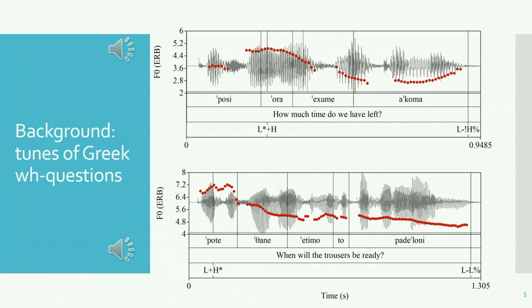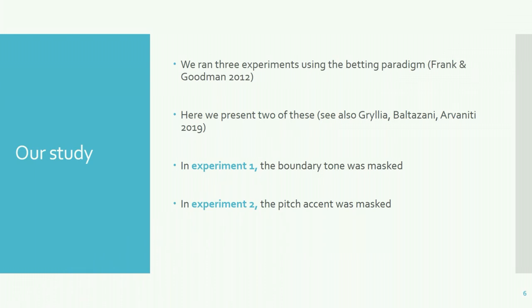Yeah, so these are the two tunes. The one ends with a rise, the rising tune, and the other one ends flat and we have a low boundary tone. They differ with respect to interpretation, as I told you, and also with respect to pitch accent. So what we did, and I'll show you now what we did. We ran 3 experiments using the betting paradigm, and here we are presenting 2 of them. In the first one, the boundary tone was masked, while in the second one, the pitch accent was masked.